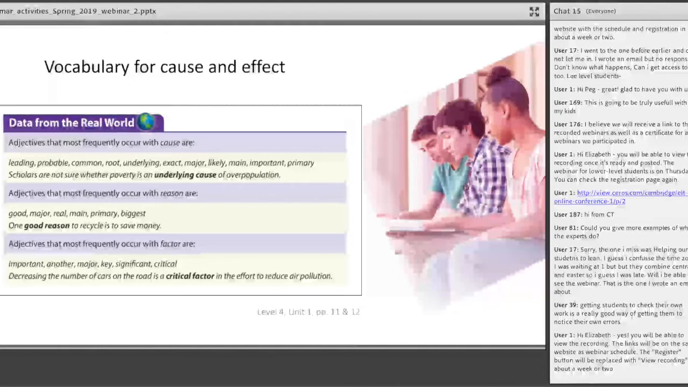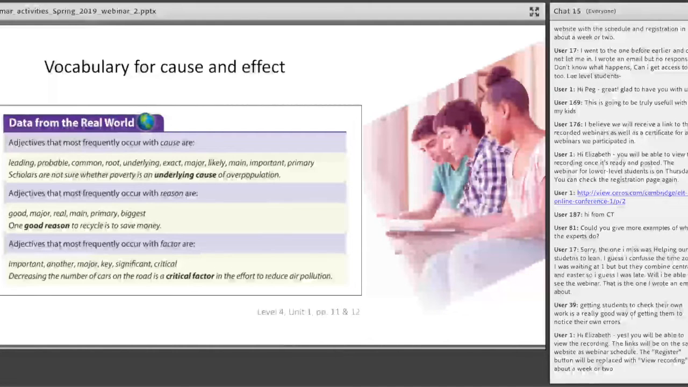And so, you see things like leading cause, underlying cause, major cause, the main reason, the major reason. Those just sort of roll off your tongue, and all of you are fluent users of English. And so therefore, when you're reading this, your eyes just slide across them because you've had so much input and so much practice with this.